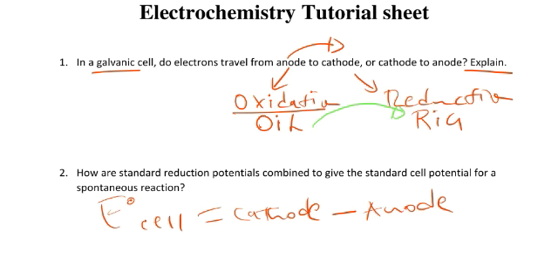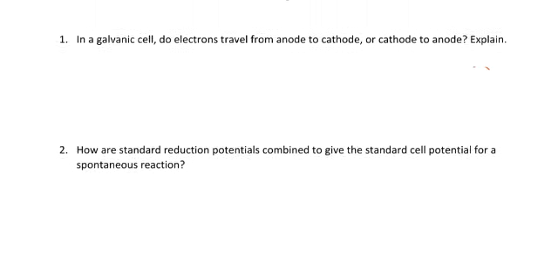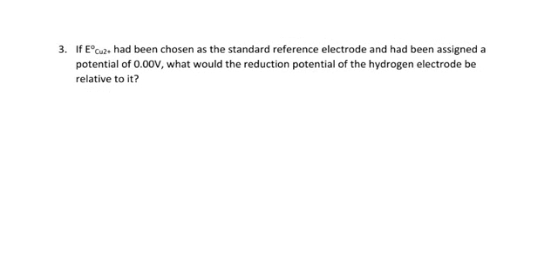Oh, we're supposed to actually scroll down. So we can go to question 3 just before we go to 4. Well, the third question says if the E cell of copper had been chosen as a standard reference electrode and had been assigned a potential of 0.0 volts, what would the reduction potential of the hydrogen electrode be relative to it?